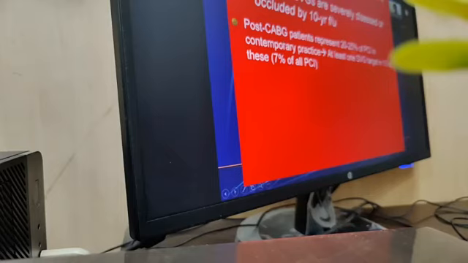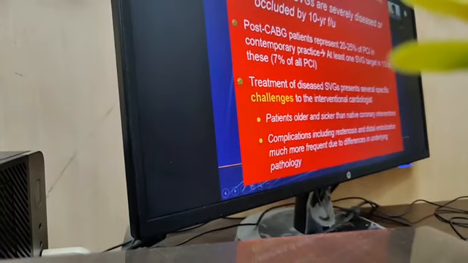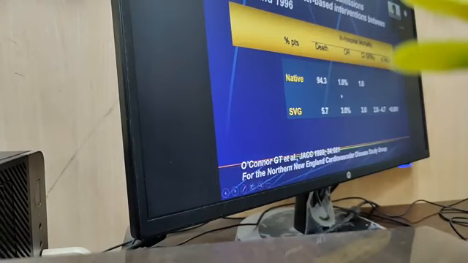That's why I want to tell you they are severely diseased or occluded by 10-year follow-up. Post-bypass patients represent 20-25% of PCI in contemporary practice, and at least one SVG graft in 1/3 of these will require angioplasty. Treatment of diseased saphenous vein grafts represents several specific challenges to the interventional cardiologist. Patients are older and sicker than in native coronary interventions. Complications including restenosis and distal embolization are much more frequent due to differences in underlying pathology.